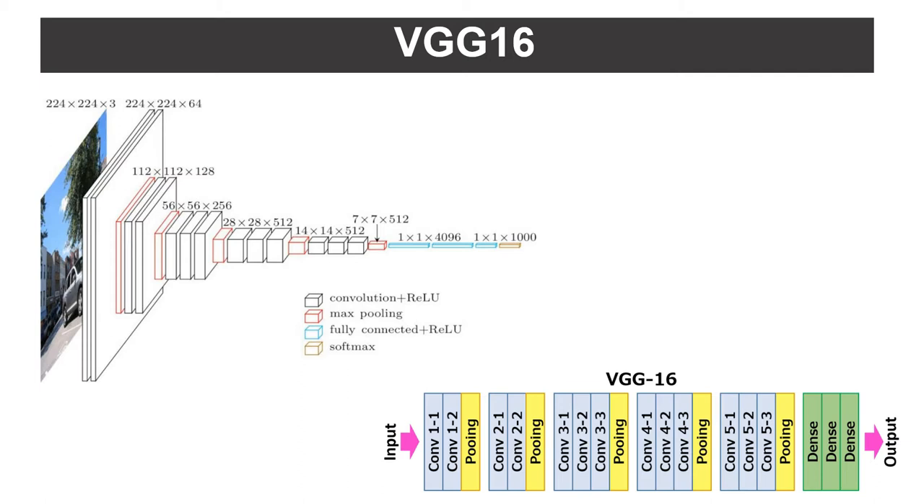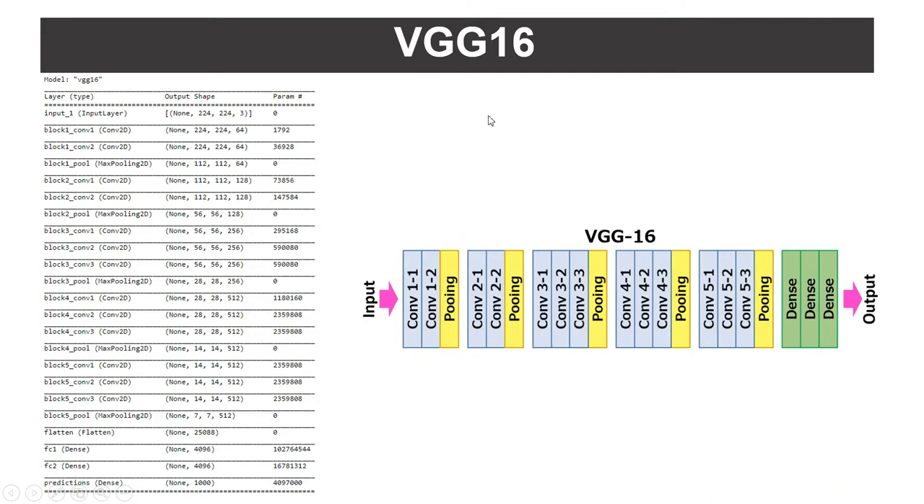And now you can see here, at the end, a visual representation of VGG16. First it takes two convolution layers and one pooling, then again two convolutions and pooling, then three convolutions and pooling, three and pooling, and three and pooling, then three dense layers and the output. This is how the summary of VGG16 looks. When you do the coding, you can get the summary from here.